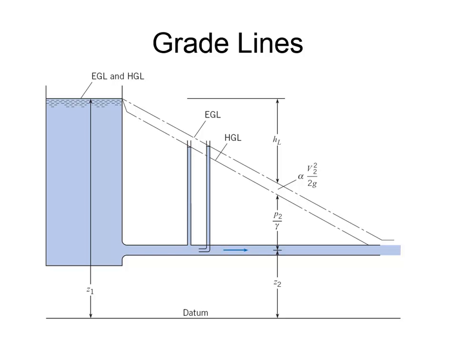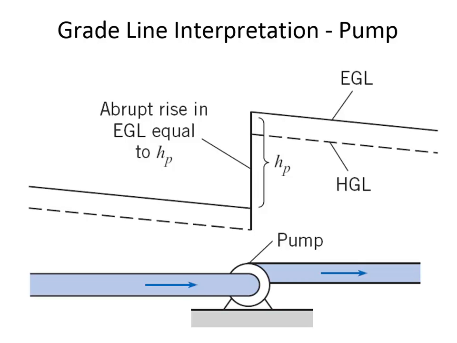Let's look at a couple more. This is what happens when there's a pump. Water was going through the pipe, and so the slope here represents the fact that there's energy loss, and the EGL is above the HGL, but then suddenly both of them are shifted upwards in the magnitude of H sub P. H sub P is how much pump head is being added. It's the energy that goes into the system because of the pump, and it increases the pressure. That's how a pump adds energy.